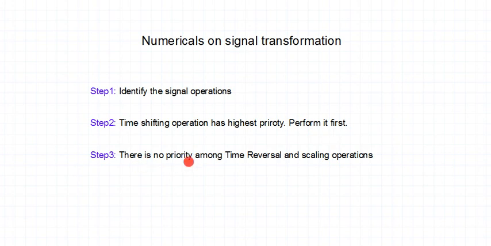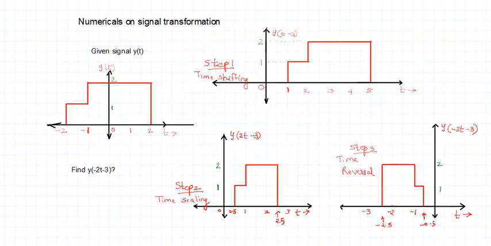We should always perform the time shifting operation first. Then there is no priority among time reversal and scaling. After you perform time shifting, you can go for either one of these. Either you go for time reversal or you go for scaling. Any one would be fine. So with this set of rules, we will try to solve certain problems.